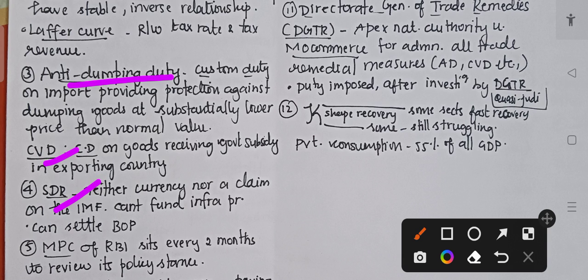Then the next one is about SDR, which is neither a currency nor a claim on the IMF. SDR is neither a currency nor a claim also. It cannot fund infrastructure projects. This is Special Drawing Right. We cannot use it for funding infrastructure projects, and it can be used for settling balance of payments.